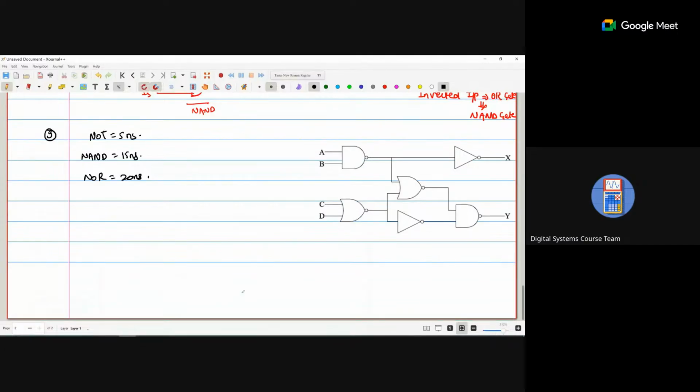So, for example, this required 15 nanoseconds, this required 20 nanoseconds. Again, it is taking 20 nanoseconds, 5 nanoseconds, 15 nanoseconds, and 5 nanoseconds. Clear?